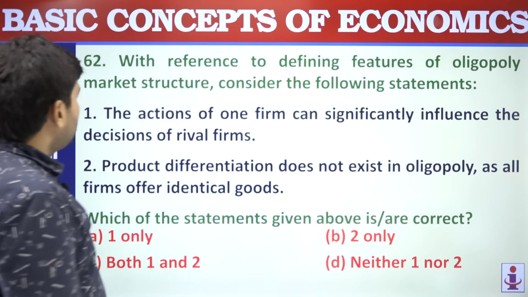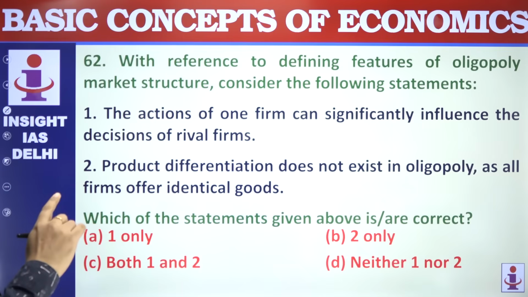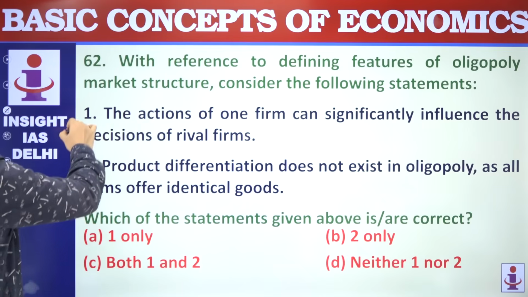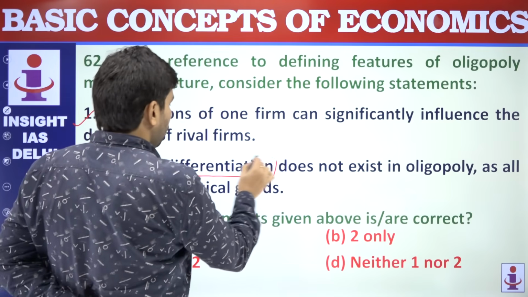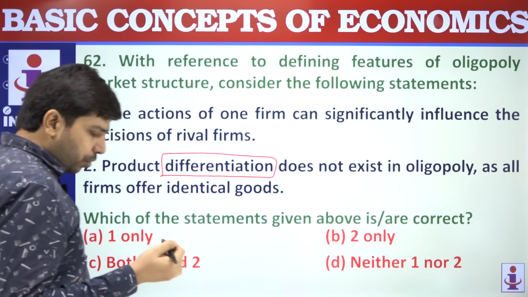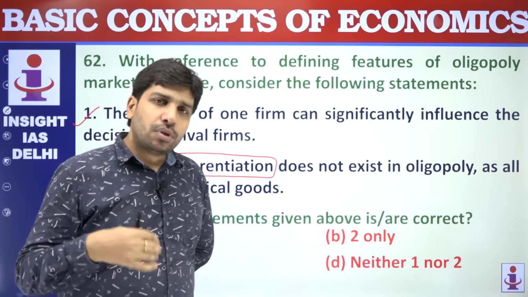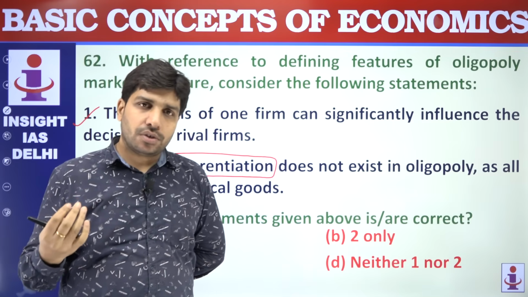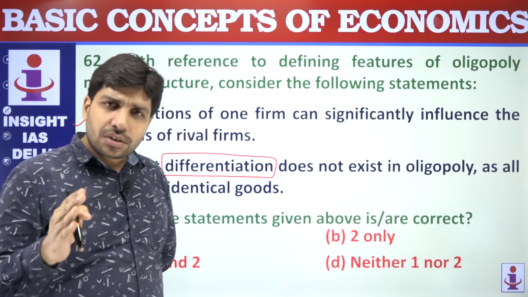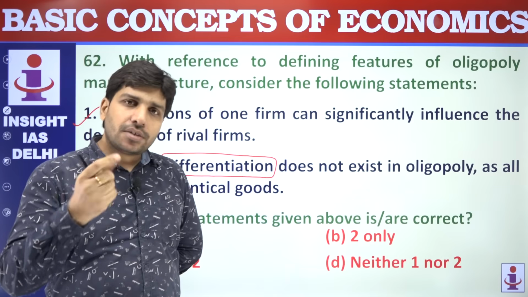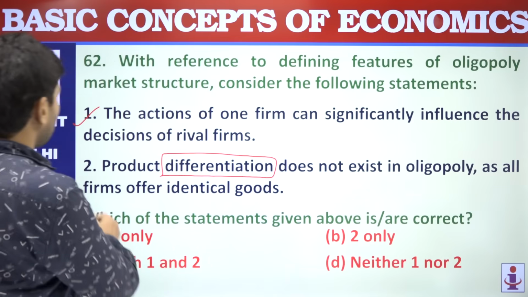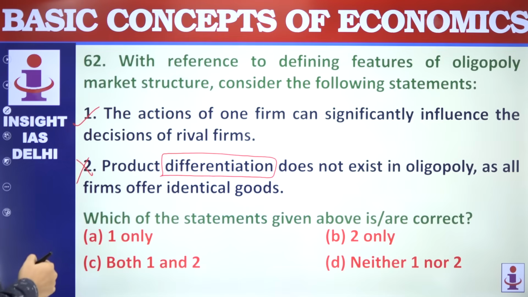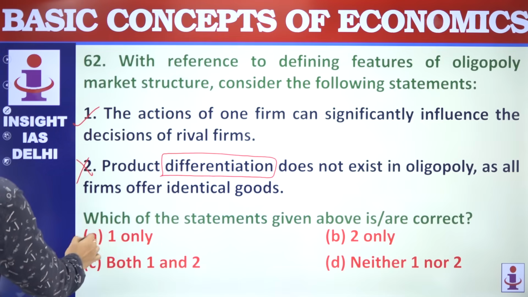Oligopoly. The actions of one firm can significantly influence the decisions of rival firms. Yes. Product differentiation does not exist. Product differentiation does exist in oligopoly. Take the example of Pepsi and Coca-Cola. Both are serving drinks, but there is a differentiation in terms of taste and packaging. So this is not correct in terms of oligopoly. So only 1 is correct.